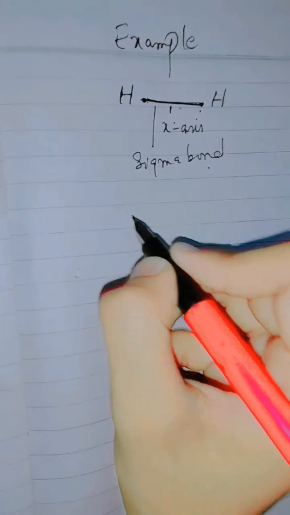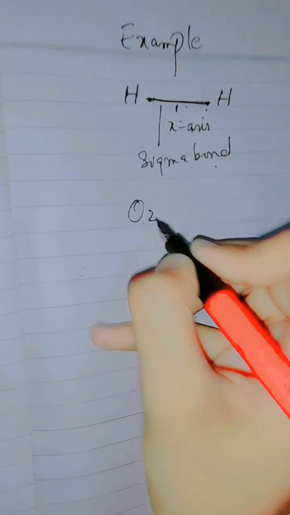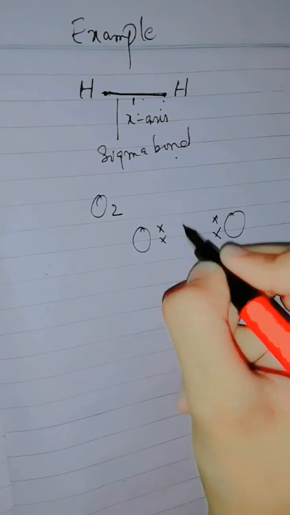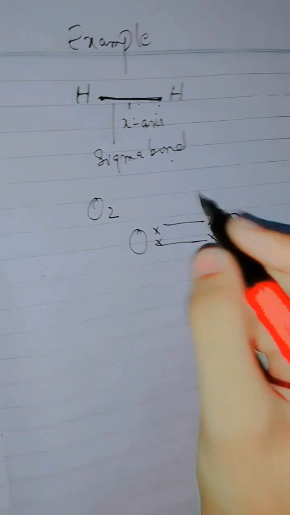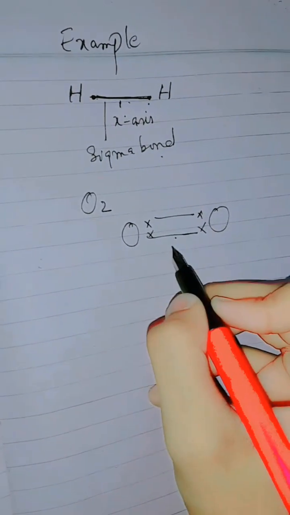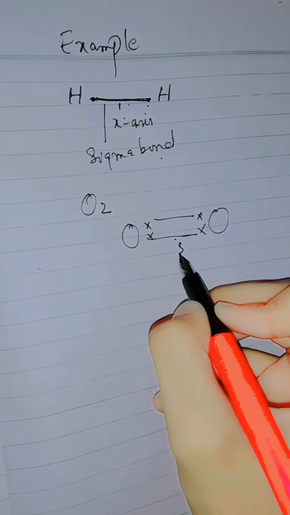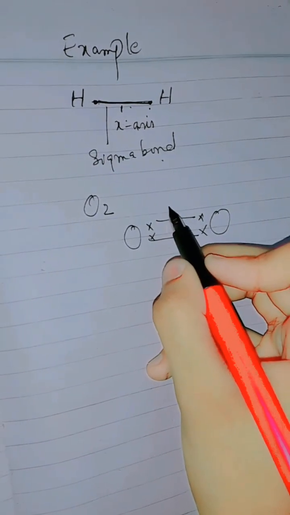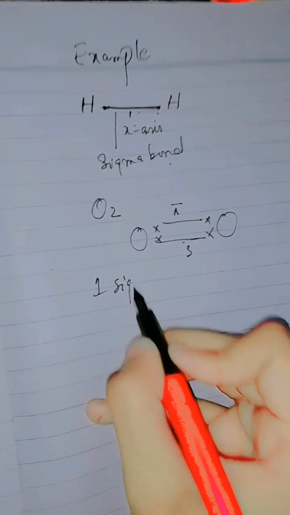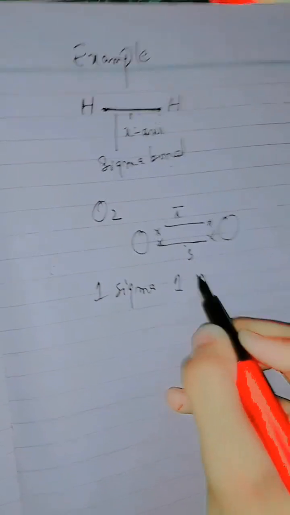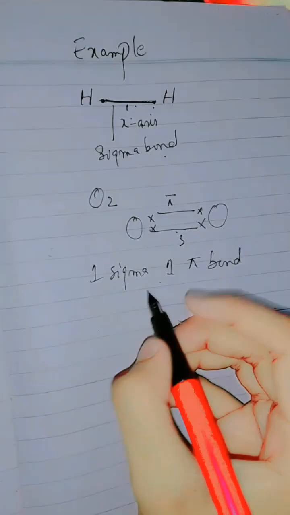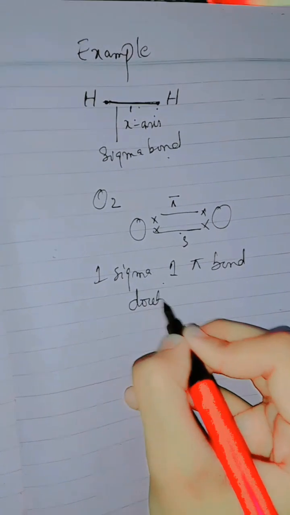If I talk about the double covalent bond, that is O2, it has two unpaired electrons, so it will make a double covalent bond. First it will make a bond on the x-axis, that will be a sigma bond, and second it will make a bond on the y-axis, that will be a pi bond. So one sigma bond and one pi bond, two bonds, is called a double covalent bond.